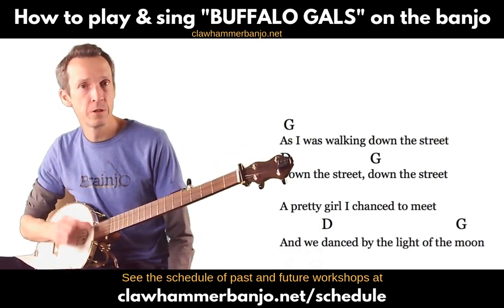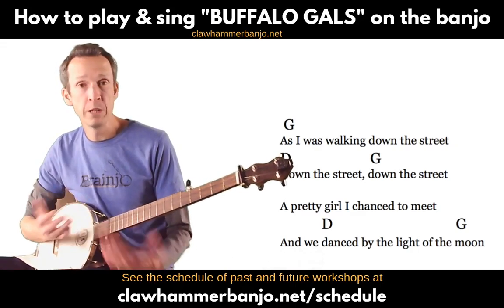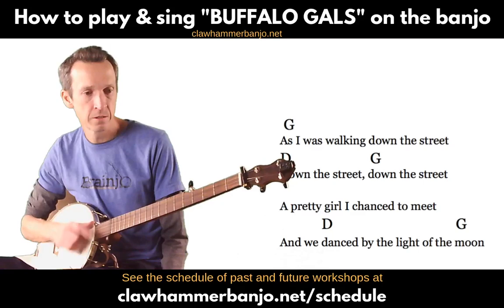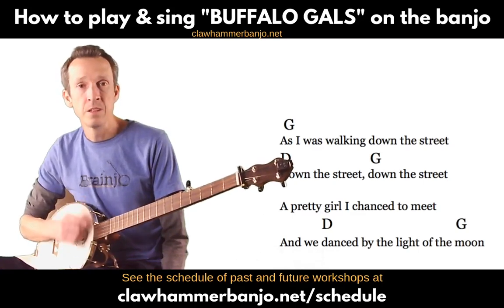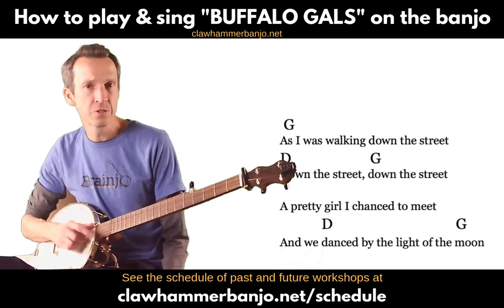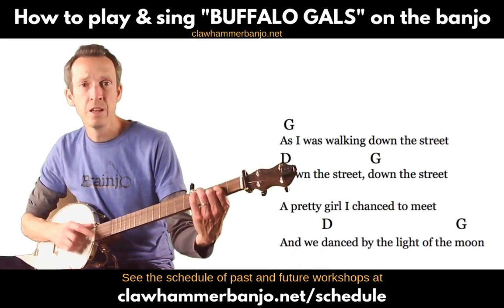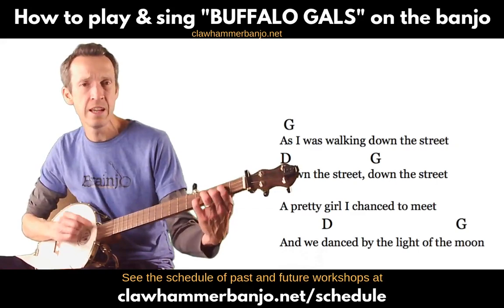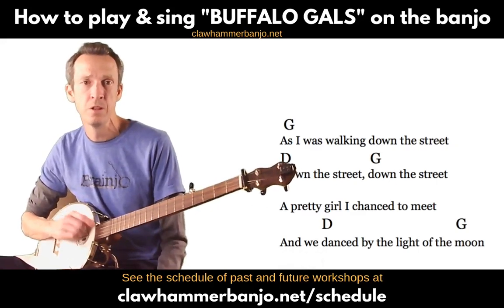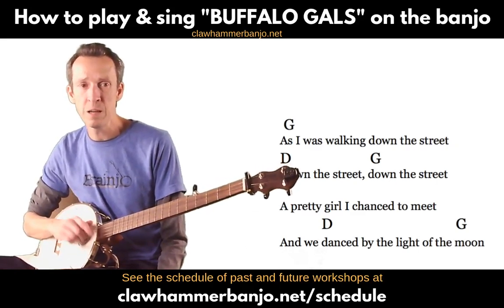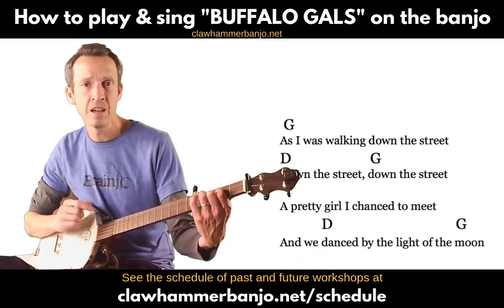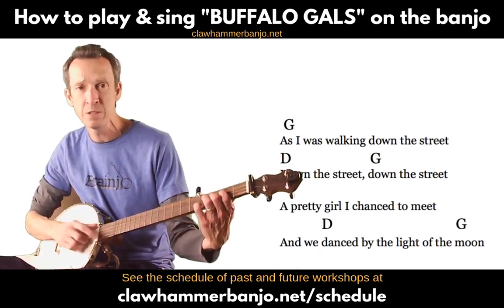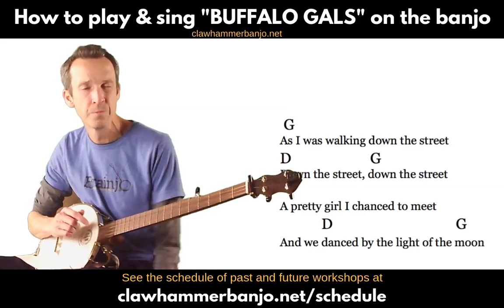The simplest thing we can do is just bum diddy behind our voice, alternating the bum strokes on the third and fourth string like this. As I was walking down the street, down the street, down the street, a pretty little girl I chanced to meet, we danced by the light of the moon. Buffalo Gals, won't you come out tonight? Come out tonight, come out tonight. Buffalo Gals, won't you come out tonight? We dance by the light of the moon.